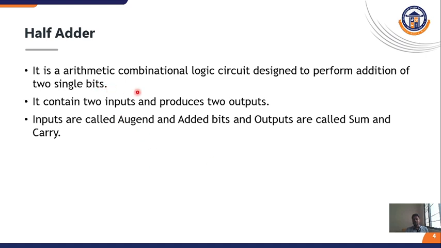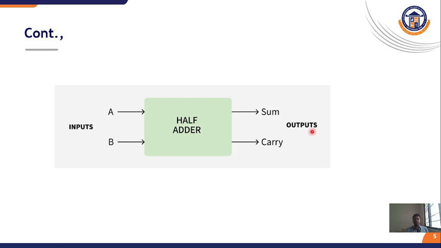It is an arithmetic combinational circuit designed to perform addition of two single bit inputs. If it is a full adder, it is used to perform the addition of three single bit inputs. So it contains two inputs and produces two outputs, sum and carry. Generally the inputs are called augend and addend bits, and the outputs are called sum and carry. Look, this is the block diagram of the half adder, where we have two inputs A and B, and the outputs are sum and carry.